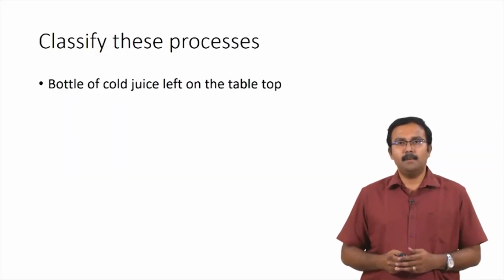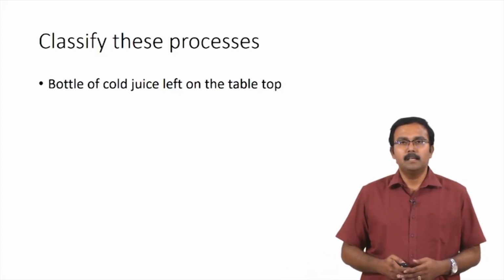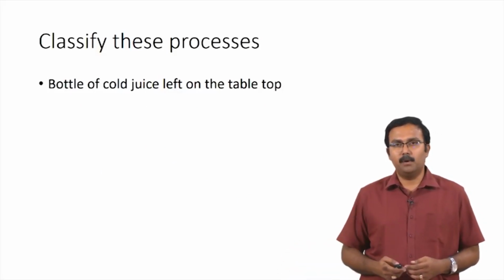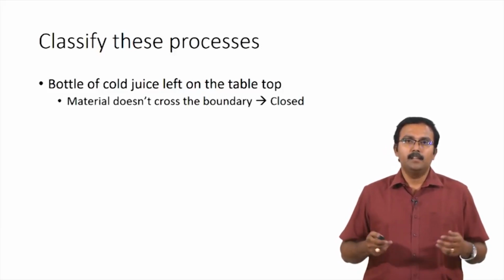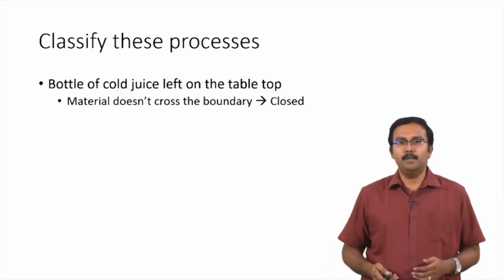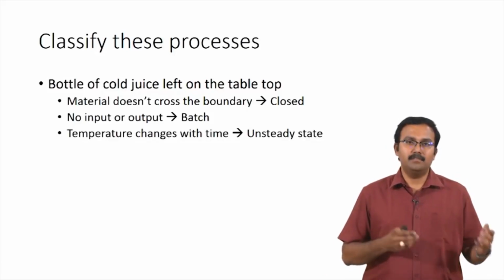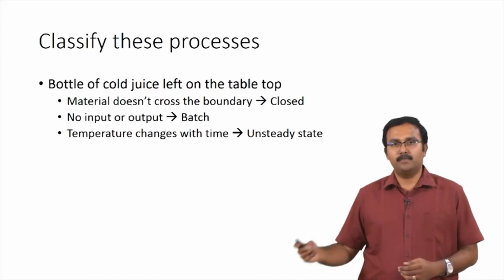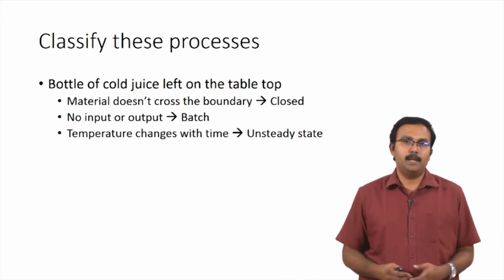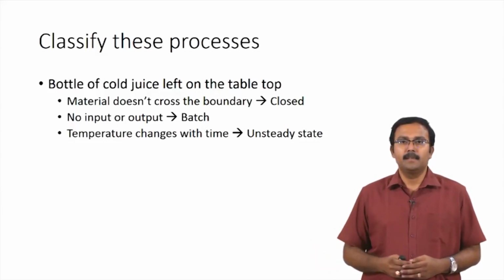Let us look at a third example, which is a bottle of cold juice left on the tabletop. So, here material does not cross the system boundary, which means it is a closed system. Again, you do not have any input or output, which means the process is a batch process. Then you have changes with respect to time with temperature. Because it is a cold bottle of juice which is left outside at room temperature, the temperature of this juice is going to keep increasing. Therefore, the process is an unsteady state process.